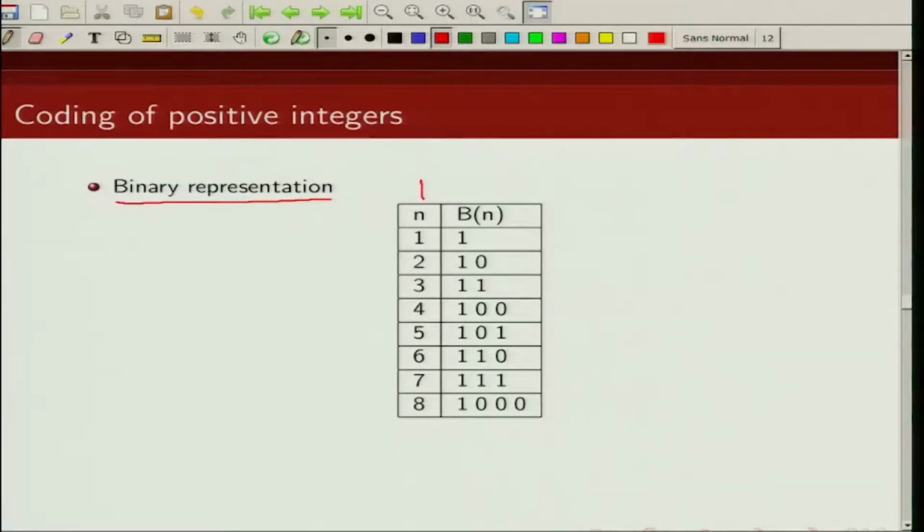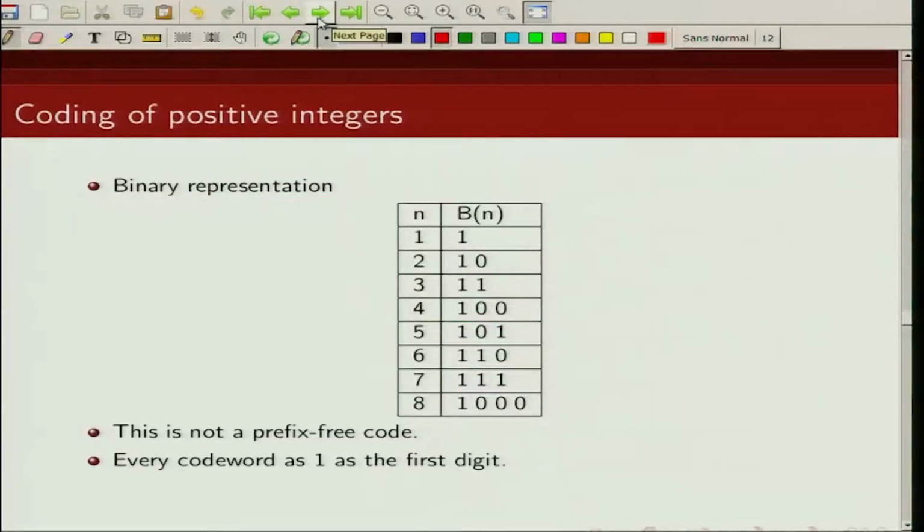So let's say I have this n, which is 1, 2, 3, 4, 5, 6, 7, 8. What is the binary representation? 1 is represented by 1, 2 is represented by 1 0, 3 is represented by 1 1, 4 is represented by 1 0 0, 5 is represented by 1 0 1, 6 is represented by 1 1 0. Similarly, 7 is 1 1 1 and 8 is 1 0 0 0. So likewise, you can write any positive number by its binary representation.